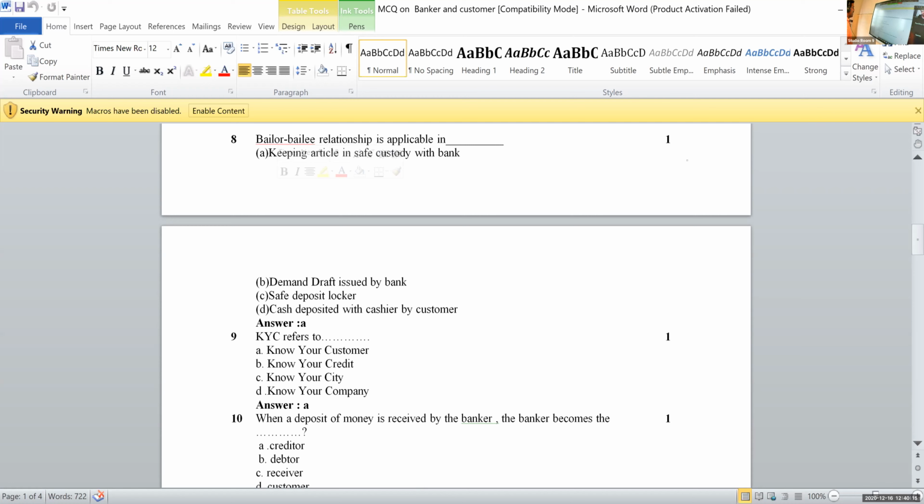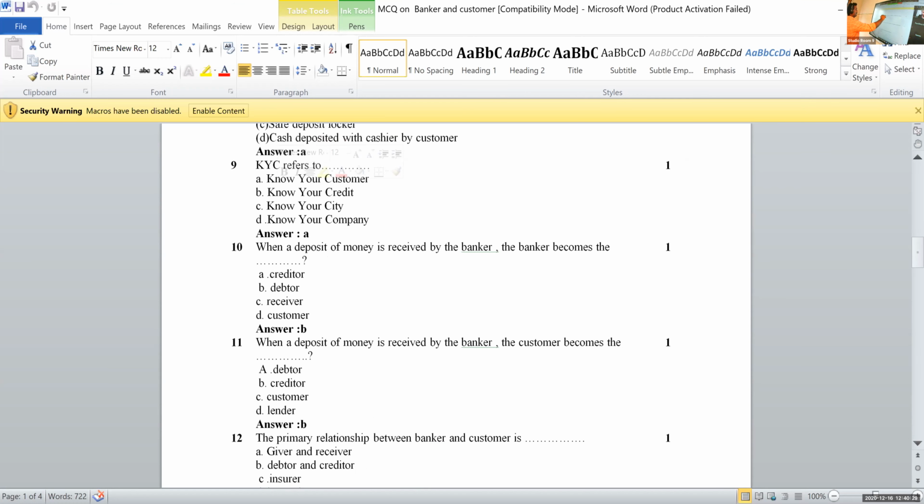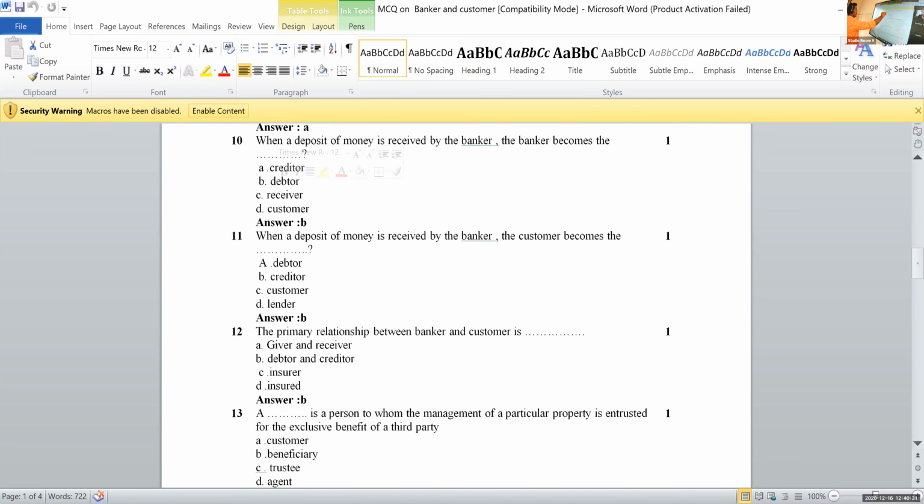Next, KYC. What is the full form? Know Your Customer. Now it has come into existence, and for that we have to submit our Aadhaar card and PAN card.